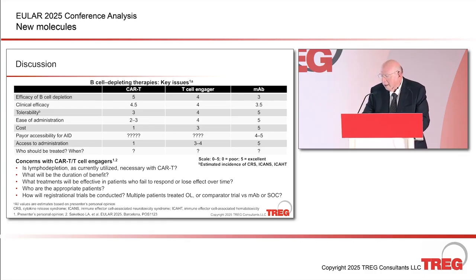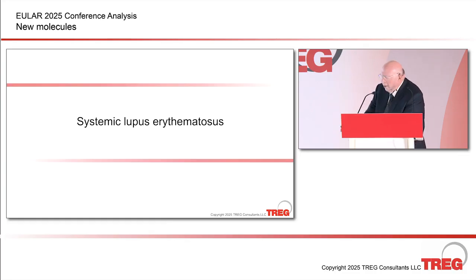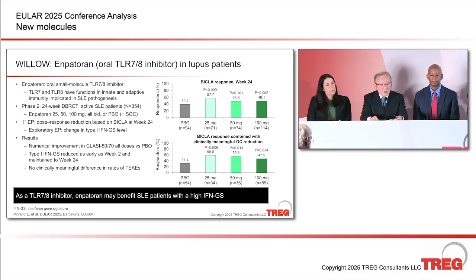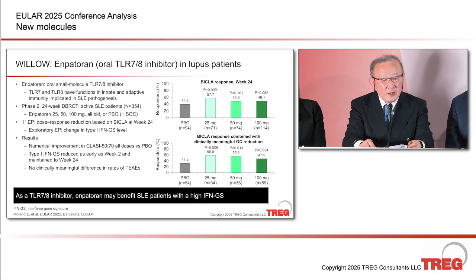So many things to think about. Okay, now with that, we have a few more slides. So this is in Pitorin. It's a TLR7/8 inhibitor. Yoshi? TLR7/8 is involved in the innate and adaptive immunity and plays a central role in the pathogenesis of SLE. So this is a very important molecule.